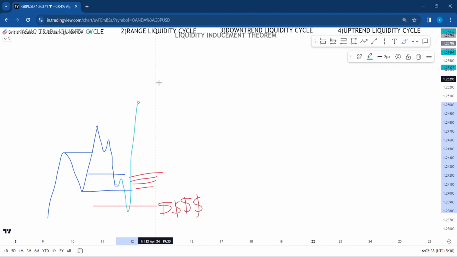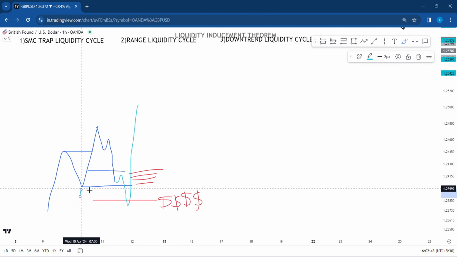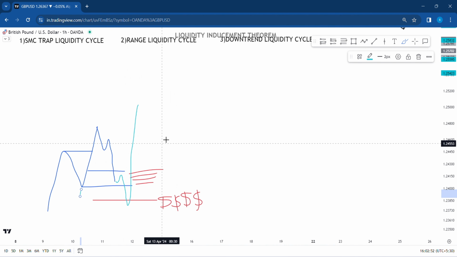Move the liquidity and then it will move. Simple. So this is the first type of the smart money trap. For this first type of smart money trap, this is the accumulation phase. This is the accumulation, this is the manipulation, and this is the distribution. This whole move is the distribution first.